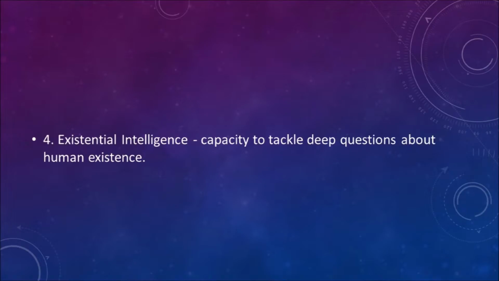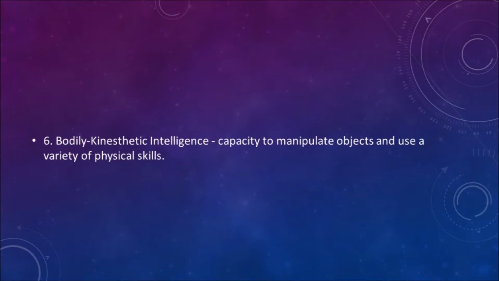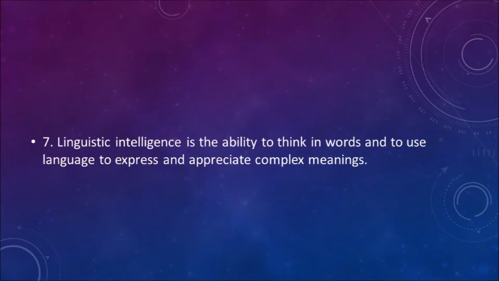The fourth, existential intelligence, one's sensitivity and capacity to tackle deep questions about human existence. The fifth one, interpersonal intelligence, one's ability to understand and effectively cooperate with others. The sixth, bodily kinesthetic intelligence, one's ability to manipulate objects while using a variety of physical skills. The seventh, linguistic intelligence, one's ability to think in words and use language to express and appreciate complex meanings.